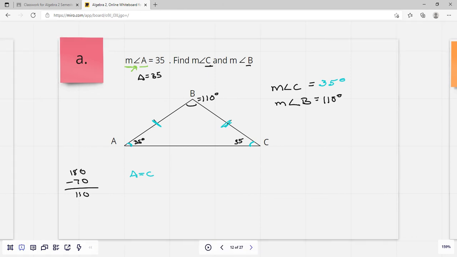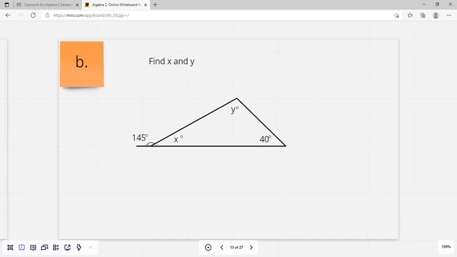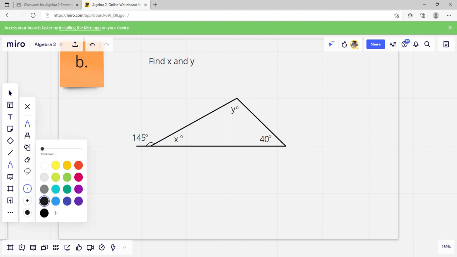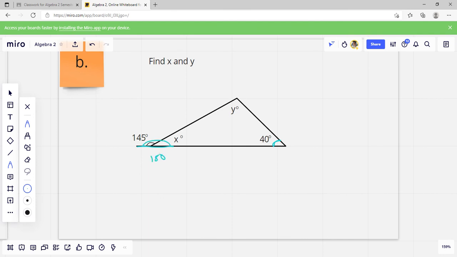All right, let's try another one. Find x and y. Okay, so this one, none of our angles are equal. It looks like a scalene triangle. All right, we've got this one's 40. We have to find this one first. Now we know straight all the way across, like from here to here, is 180. And we've got 145 right there.